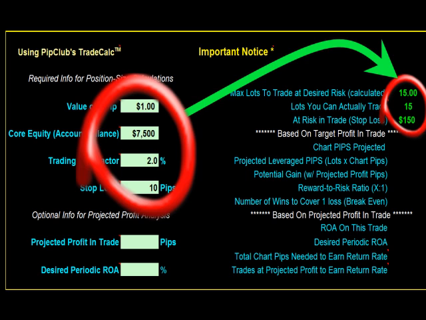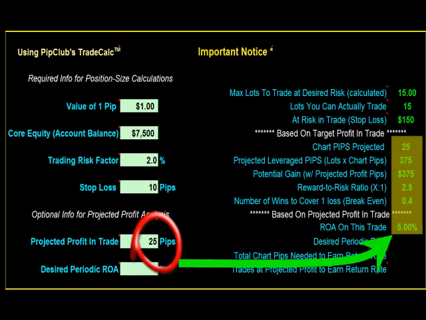Now below are the optional fields. These are fun. Projected profit in the trade. You can enter the number of chart pips you're projecting in a trade or as a target. And with the above parameters you've already entered, that being risk and the account balance and your stop loss, we can then project out profit and return on account as well as reward to risk ratio in the trade.